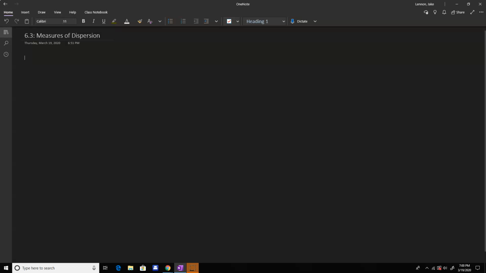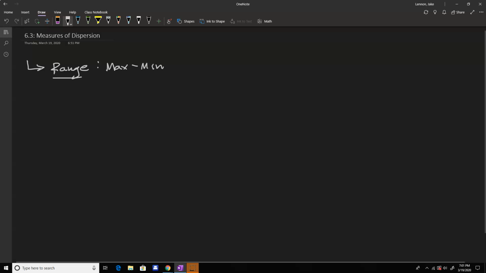So, let's talk about some of the basic ideas. How far apart our data is. We have a couple notions there. The most basic of which is range. The range is a pretty elementary concept. The range is just your maximum data value minus your minimum data value.